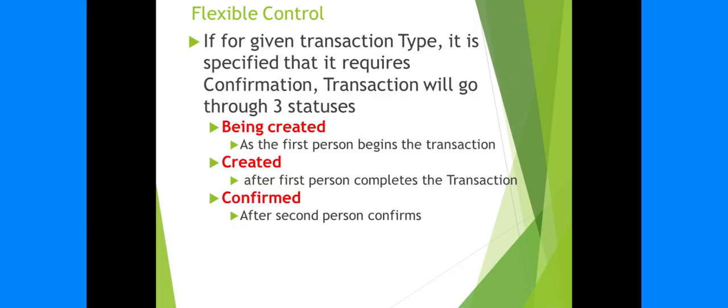If for one transaction type, it is specified that it requires confirmation, the transaction will go through 3 statuses. Being created, as the first person begins the transaction. Created approval not required, after the first person completes the transaction. Confirmed, after the second person confirms.